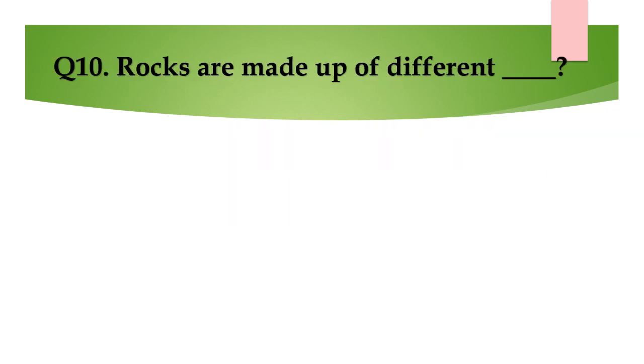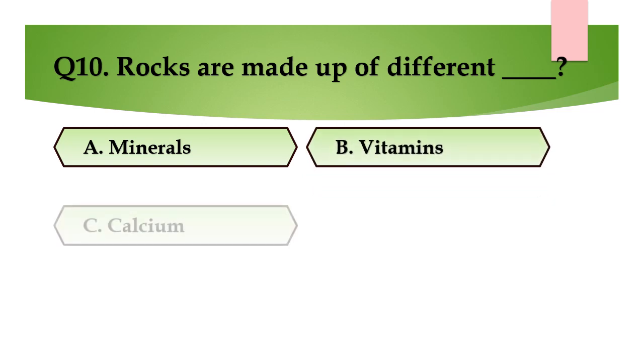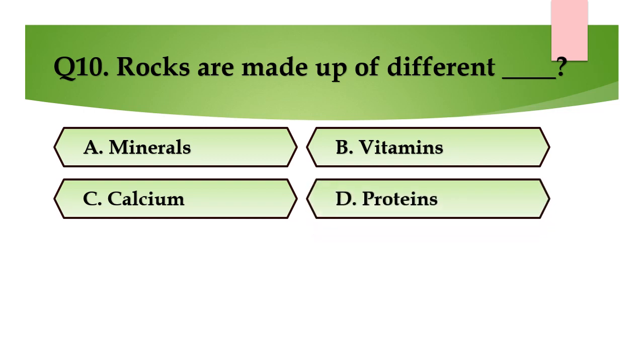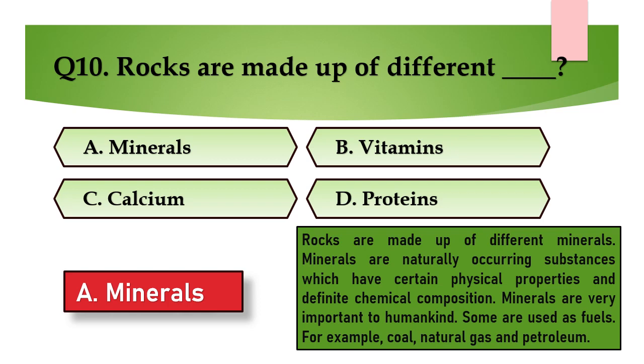Question number 10. Rocks are made up of different dash. A. Minerals, B. Vitamins, C. Calcium, or D. Proteins. Answer is A. Minerals. Rocks are made up of different minerals. Minerals are naturally occurring substances which have certain physical properties and definite chemical composition. Minerals are very important to humankind. Some are used as fuels, for example, coal, natural gas, and petroleum.